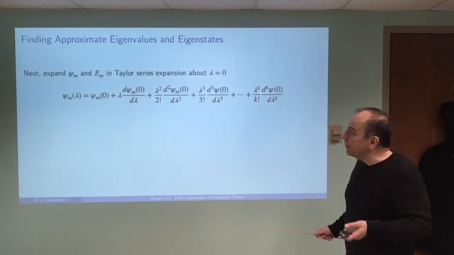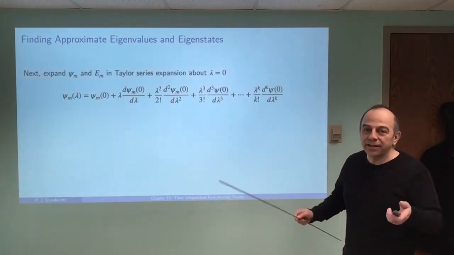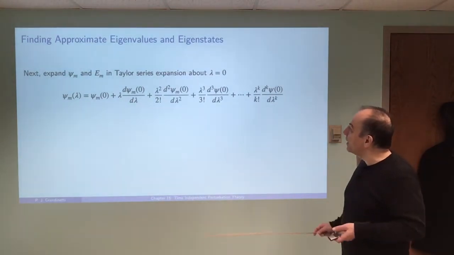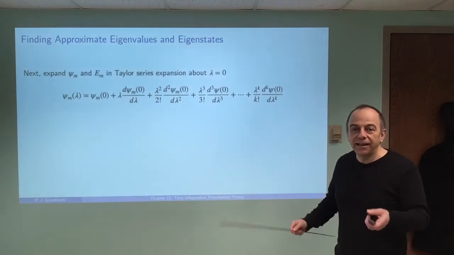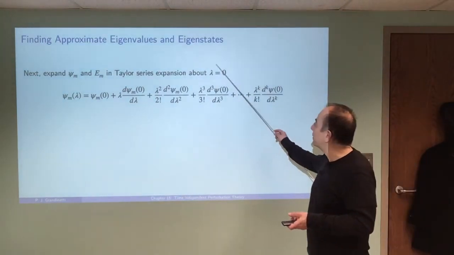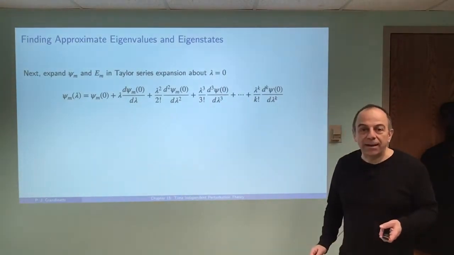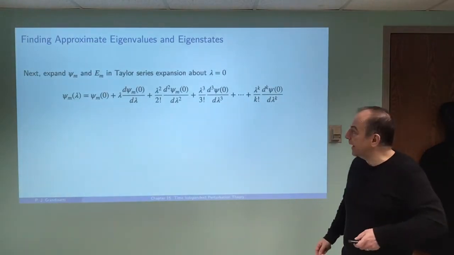Now, the way we're going to solve this, as you might imagine, based on everything we've done in this class so far, is we're going to do a Taylor series expansion for the wave function and the eigenvalues about a point which is associated with lambda equals 0, where we already know the answer.